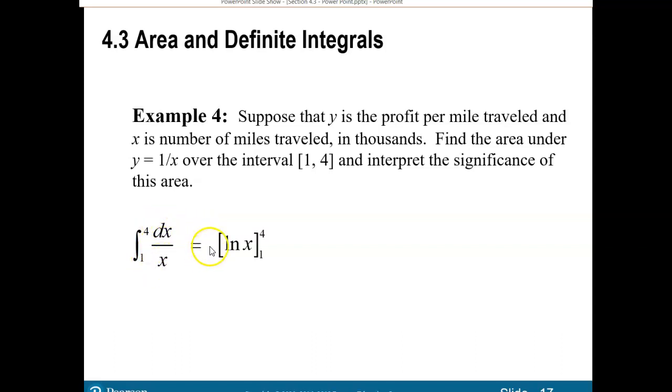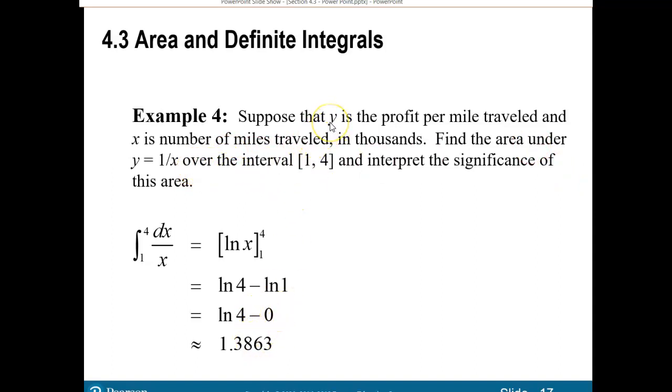So that 1 over x, I don't know why they write dx here; I'd rather see 1 over x and then the dx back here, but it means the same thing. So for that 1 over x, the antiderivative is the natural log of x. Then you plug in 1, plug in 4, and subtract. So we get the natural log of 4 minus 0, which is about 1.3863. Okay, so the area under this function over the interval is this number.